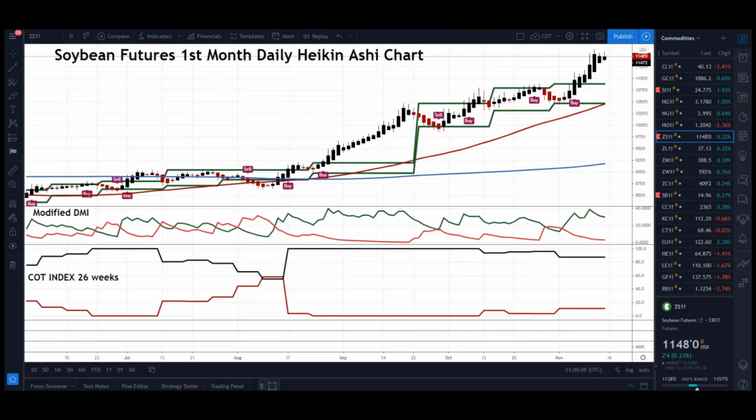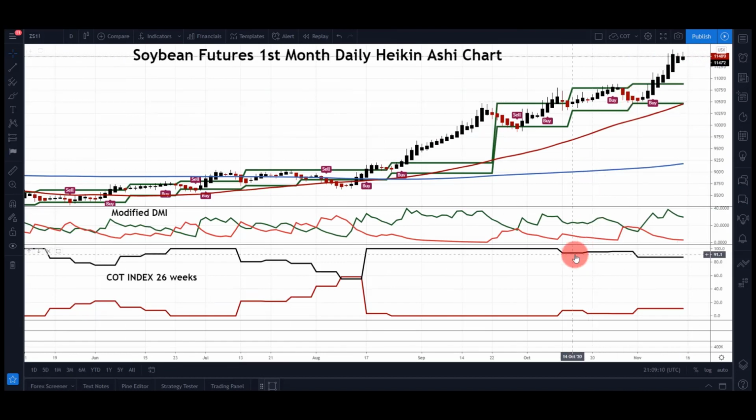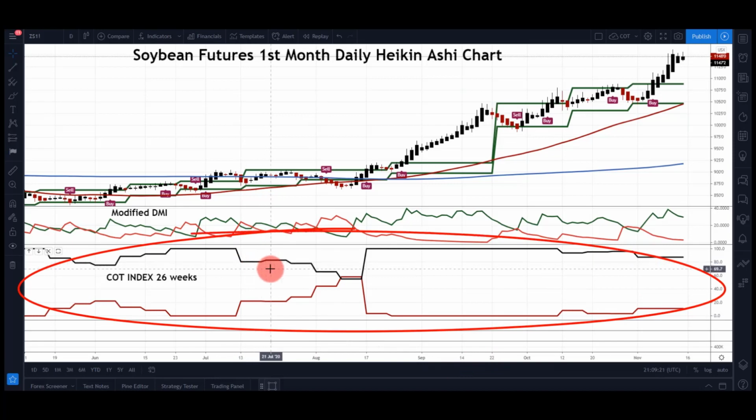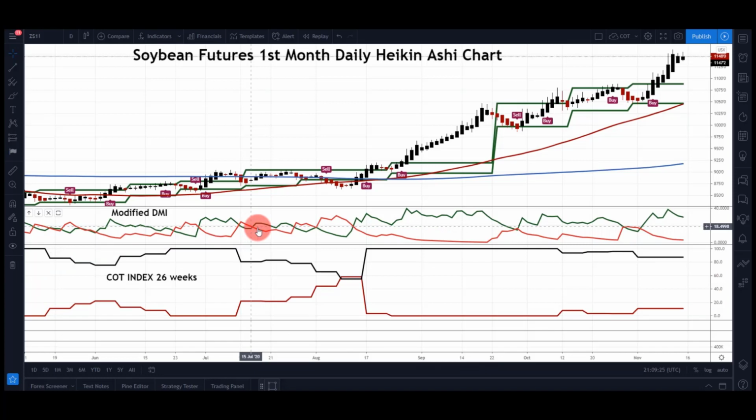Now my second example here is using soybean futures. We're in the commodities world, and the commitment of traders index. Created this within TradingView. I'm using a modified DMI as I did in the stock example. Got my moving averages, the 50 and the 200. So we can see, also fundamentally I know soybeans are very bullish at this period of time, so I've got another overlay of my fundamentals apart from the COT index.